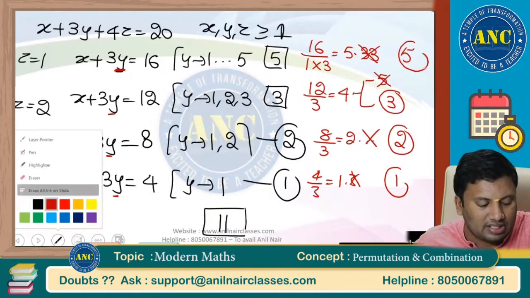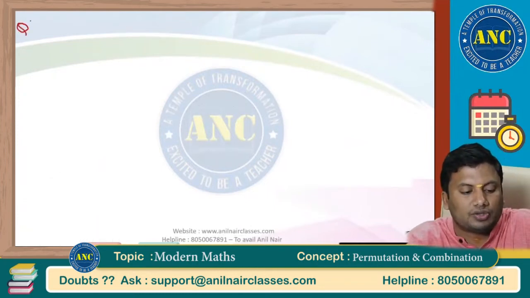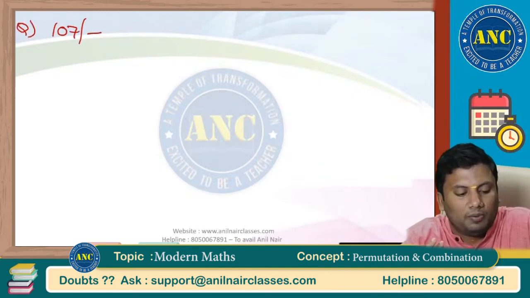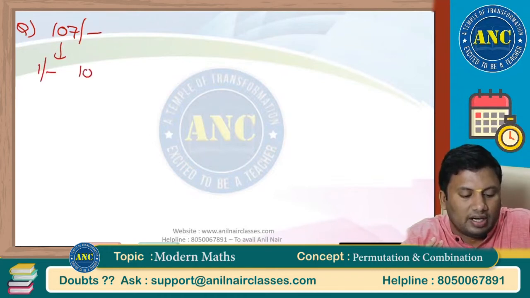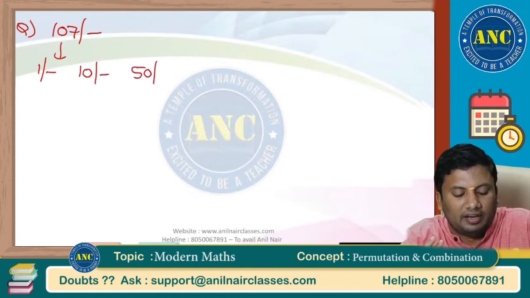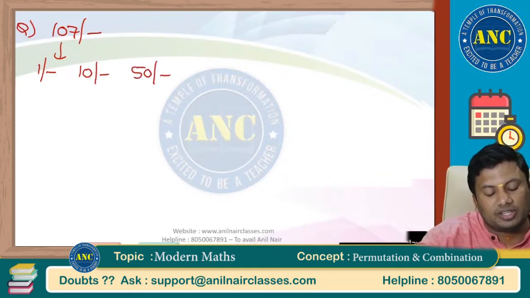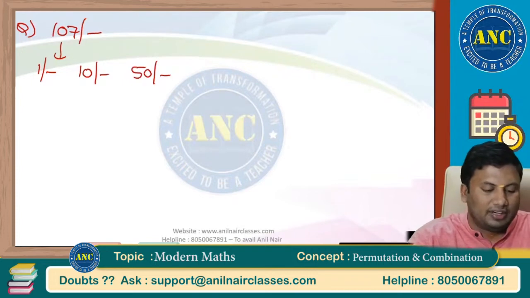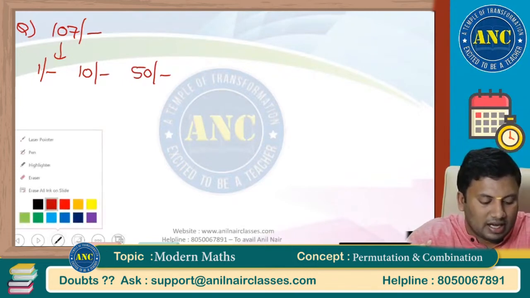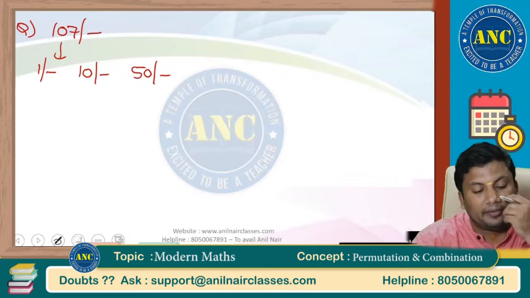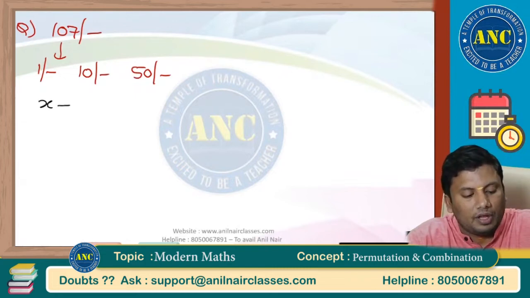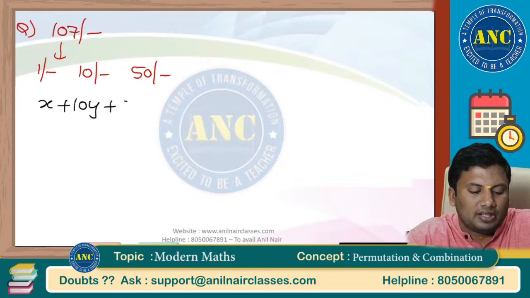The question is, this is an original CAT question. Most of the students said that it is a difficult question, but actually it's an easy question. In how many ways can I give 107 rupees using 1 rupee, 10 rupees and 50 rupees? Now see here, this is nothing but x plus 10y plus 50z equals 107.